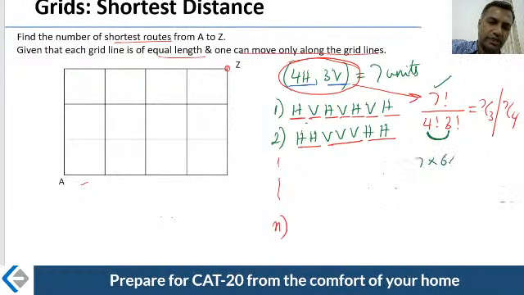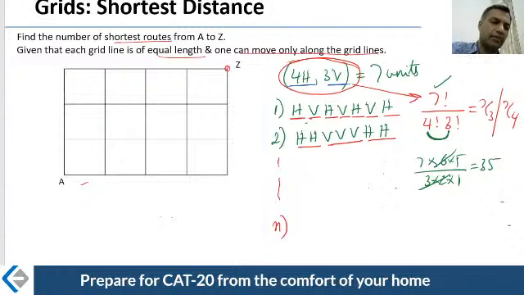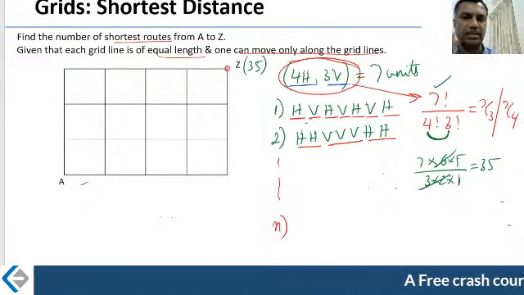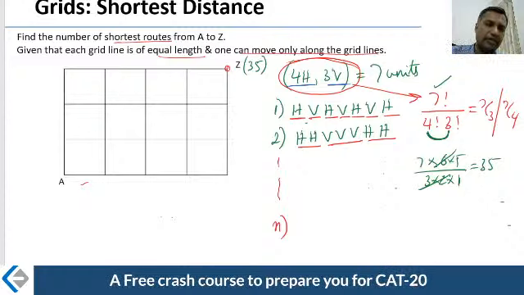Therefore 7 into 6 into 5 divided by 3 into 2 into 1. Now 3 times 2 is 6, so that is gone. Therefore this has become 35. So you are saying that from A to Z we can travel in 35 ways.